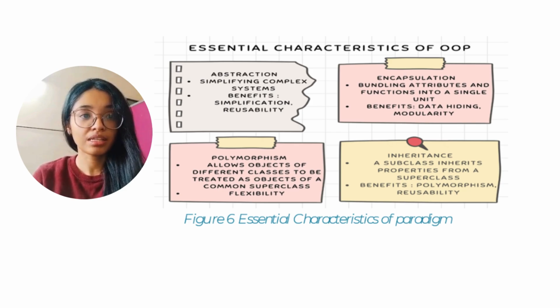Of the essential characteristics of object-oriented programming, one of the main ideas is encapsulation. This means we group together data and the actions that can be performed on the data into objects. It's like putting things into neat little packages. This helps keep our code organized and makes it easy to understand and work with.